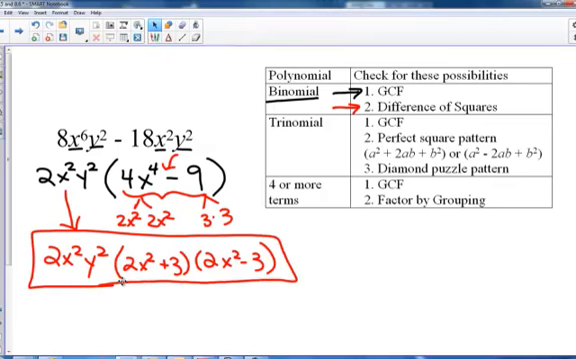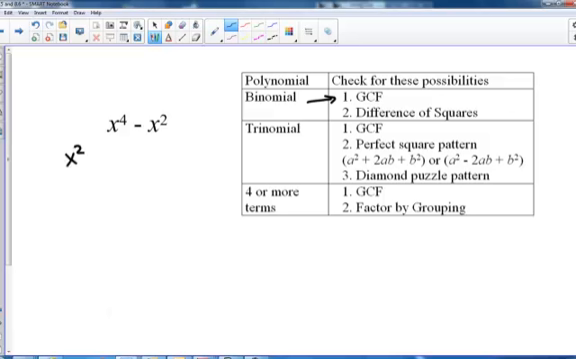All right, this is a binomial. The first thing I'm going to do is take out my greatest common factor, x squared. Left over, I would have x squared minus 1. I have to have that placeholder so that if I check myself, I in fact get the initial problem. So we are not done.